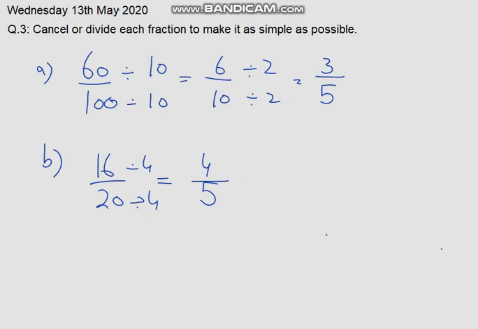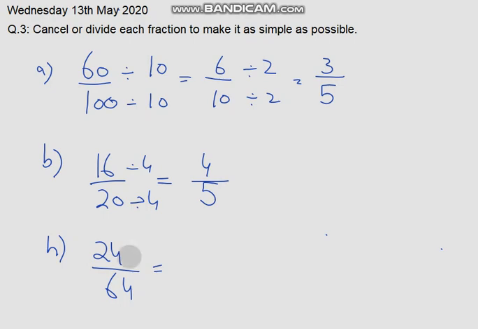We have the next question, and I am going to solve question number H: 24 divided by 64. 24 is divisible by 2, and 64 is also divisible by 2. We should divide both of them by a large number to get our answer quickly. So we can divide it by 8. 24 is divisible by 8 and 64 can also be divided by 8.